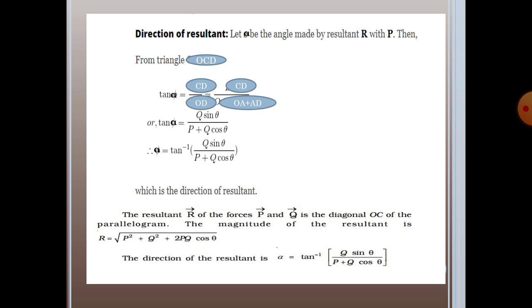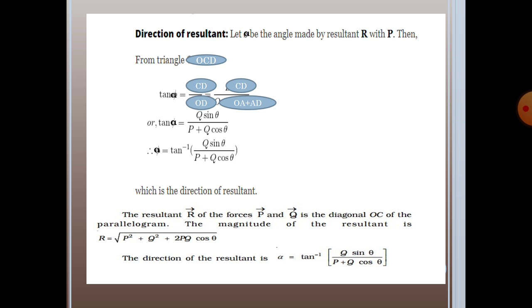Next one, the direction of the resultant. We are going to find the direction of the resultant in terms of angle. Let alpha be the angle between the resultant R and the vector P. From the triangle OCD, right angle triangle, we are applying tan of angle, that is tan alpha is equal to opposite side by adjacent side, CD divided by OD is equal to CD divided by OA plus AD.